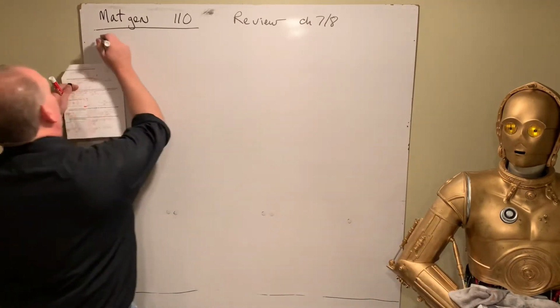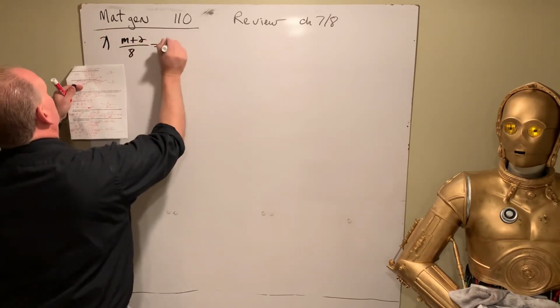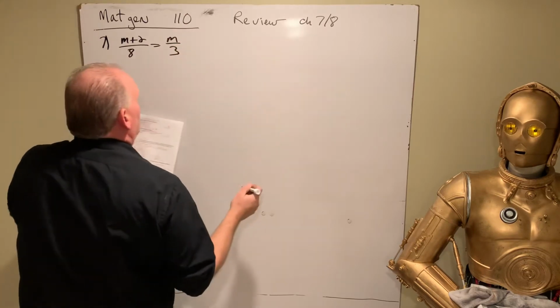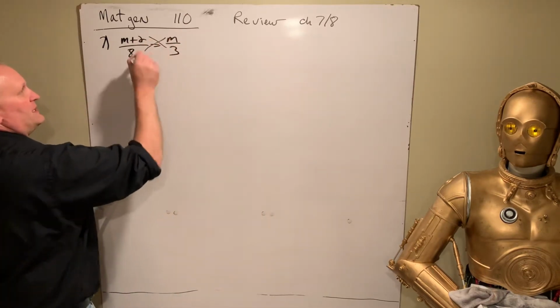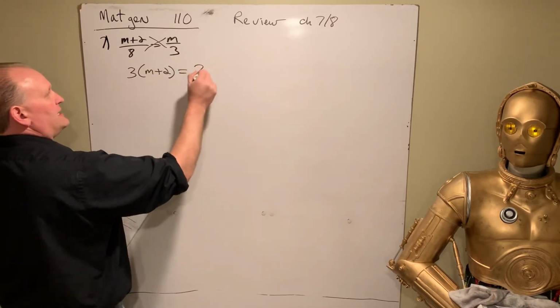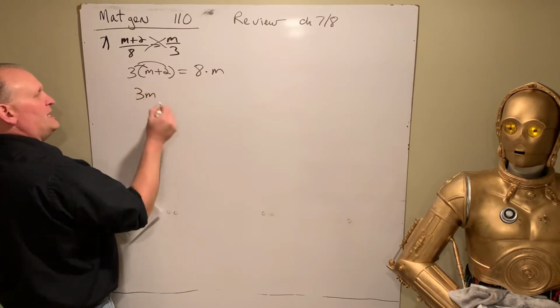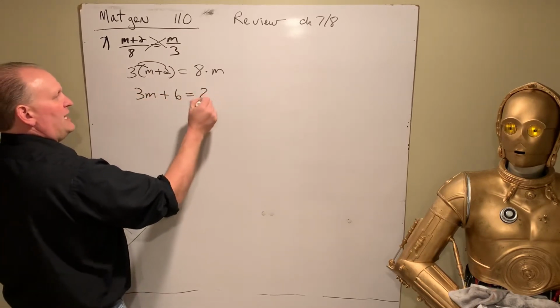So number 7, we got (m + 2)/8 = m/3. So you're just going to cross multiply and solve. So you got 3 times (m + 2) equals 8 times m. So do the distributive property. 3m + 6 = 8m.